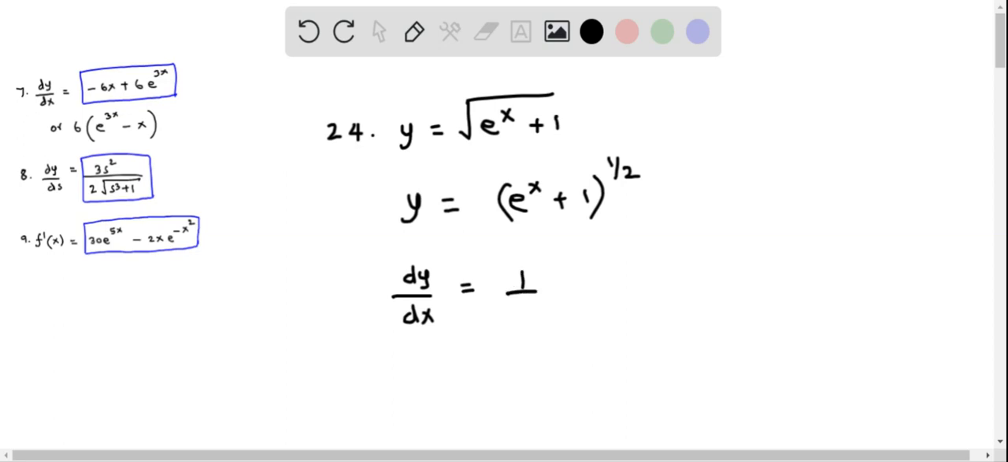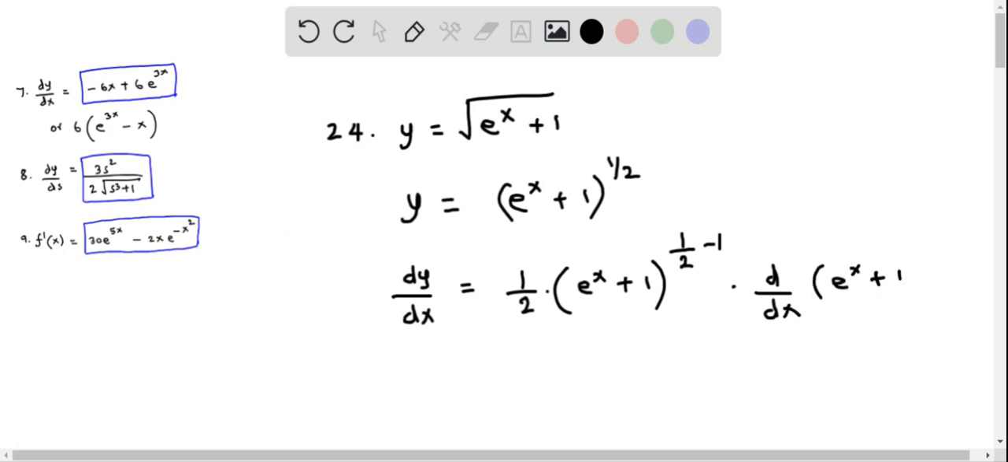That is, we put the power 1/2 and then put the inside part, which is e^x + 1. This is raised to the power of 1/2 minus 1. This is according to the power rule of derivative. And then this has to be multiplied with the derivative of the inside part, which is e^x + 1. And this is according to the chain rule of derivative.